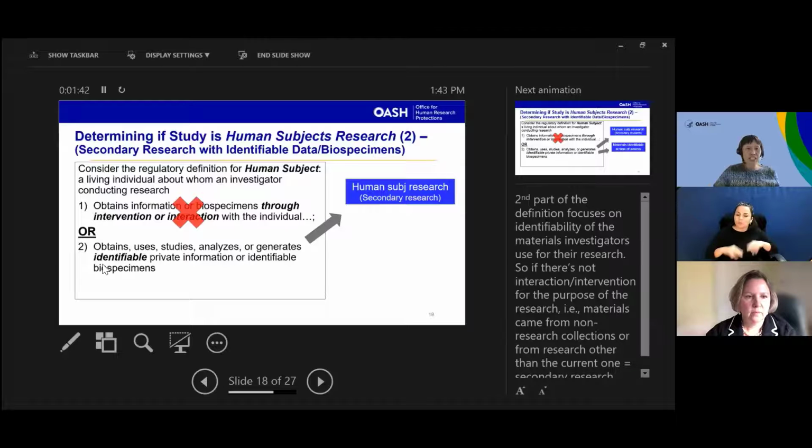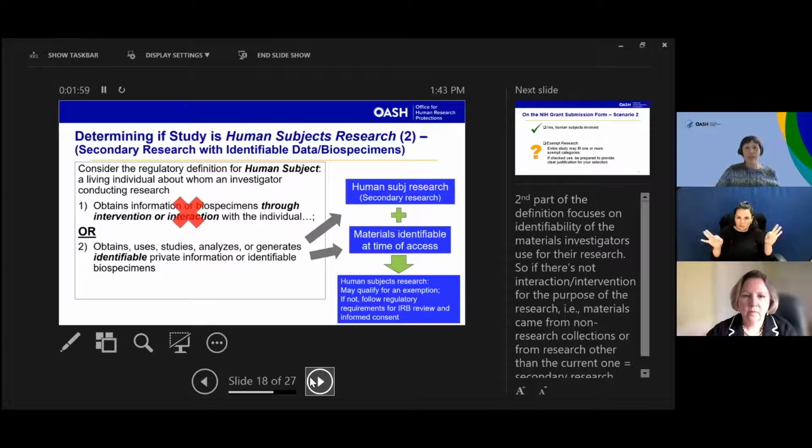If you do not have access to identifiable information, then it would be not human subjects research, because it doesn't satisfy either 1 or 2 of this definition of human subjects. Let me just show you again. So let's just go back to this identifiable word. If your access is to materials that are identifiable, I already explained to you the definition of how the Common Rule sees what is identifiable. Let me just say a little bit more.